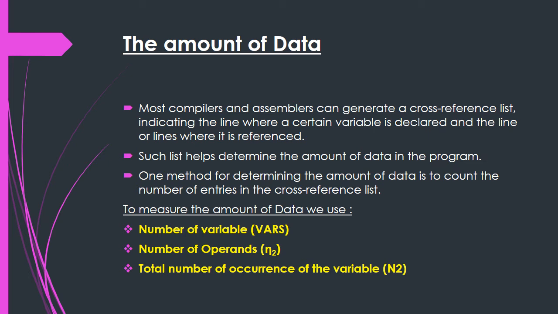And at the end, the compiler counts the entire list and tells the count of the amount of data. So this is how, by counting all the variables and all the operands and their occurrences, we are able to calculate the amount of data that we have input to the system.